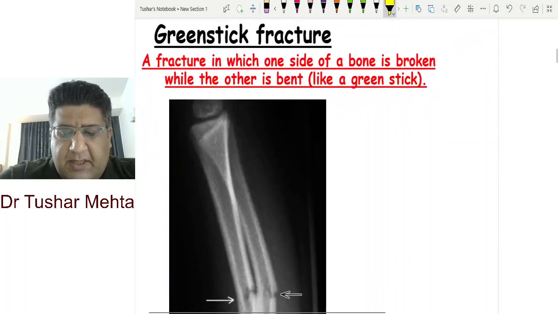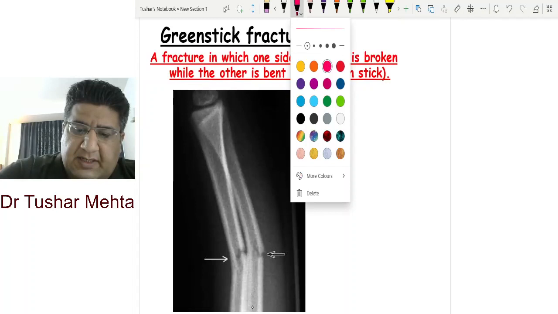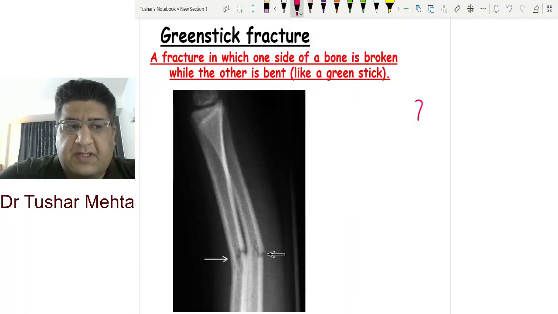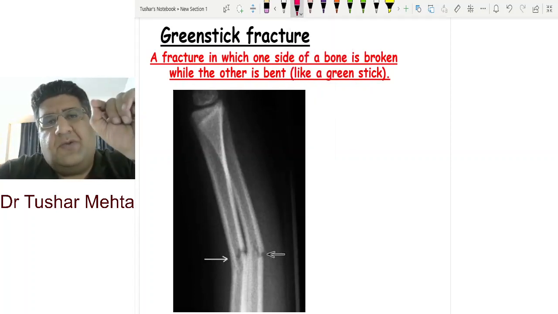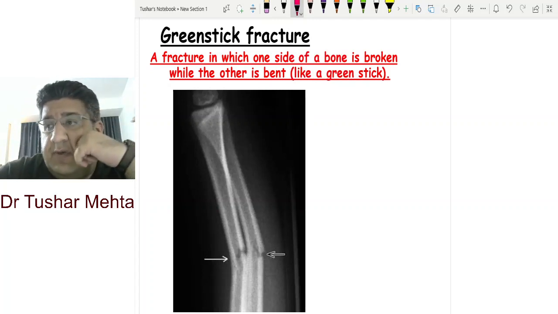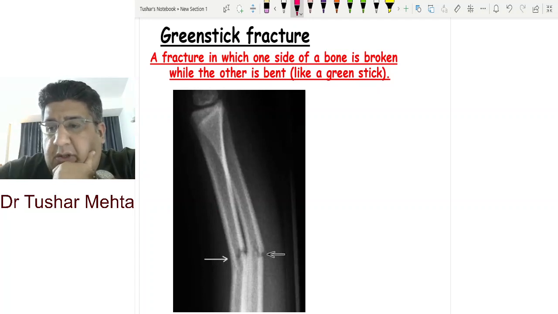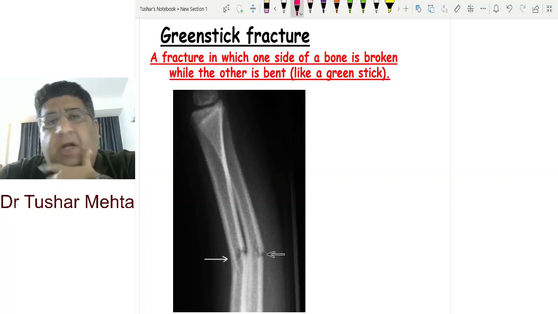Now let's take a classical example of a green stick fracture. Guys, when we talk about green stick fracture, there is one thing that I want you to understand: where does this word green stick come from? I mean, you were a small kid, you went to a park, your parents were with you, you were just playing around, you picked up a green stick, probably the twig of a plant, and you were playing with it for the next half an hour, 1 hour.